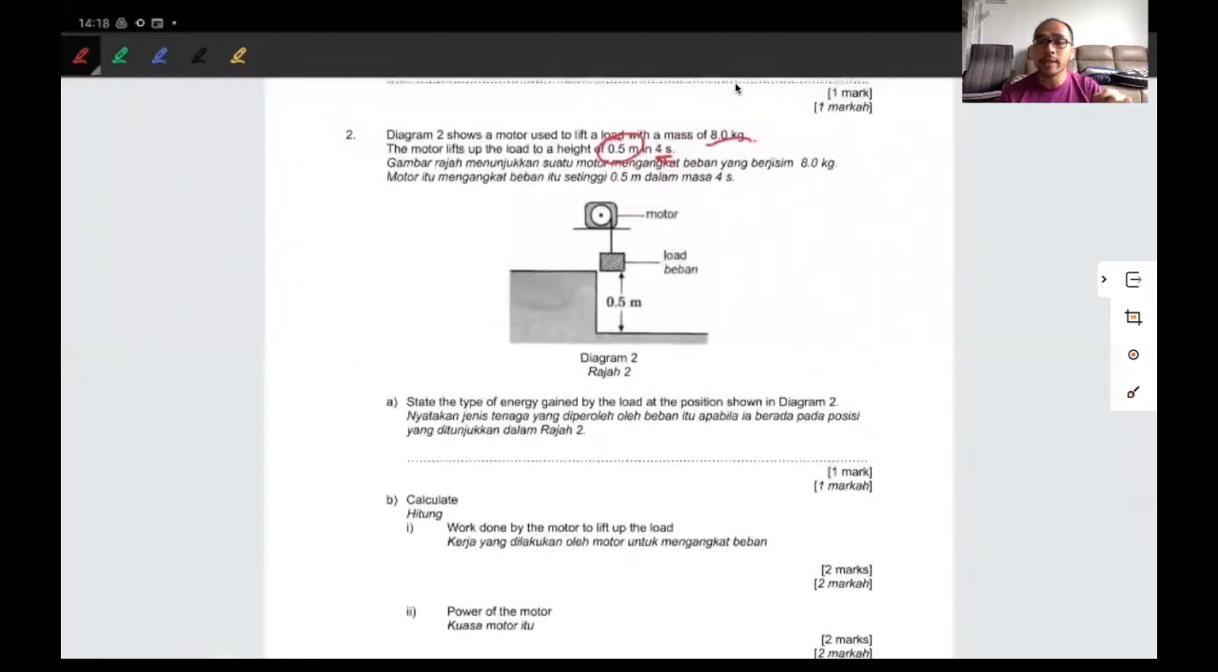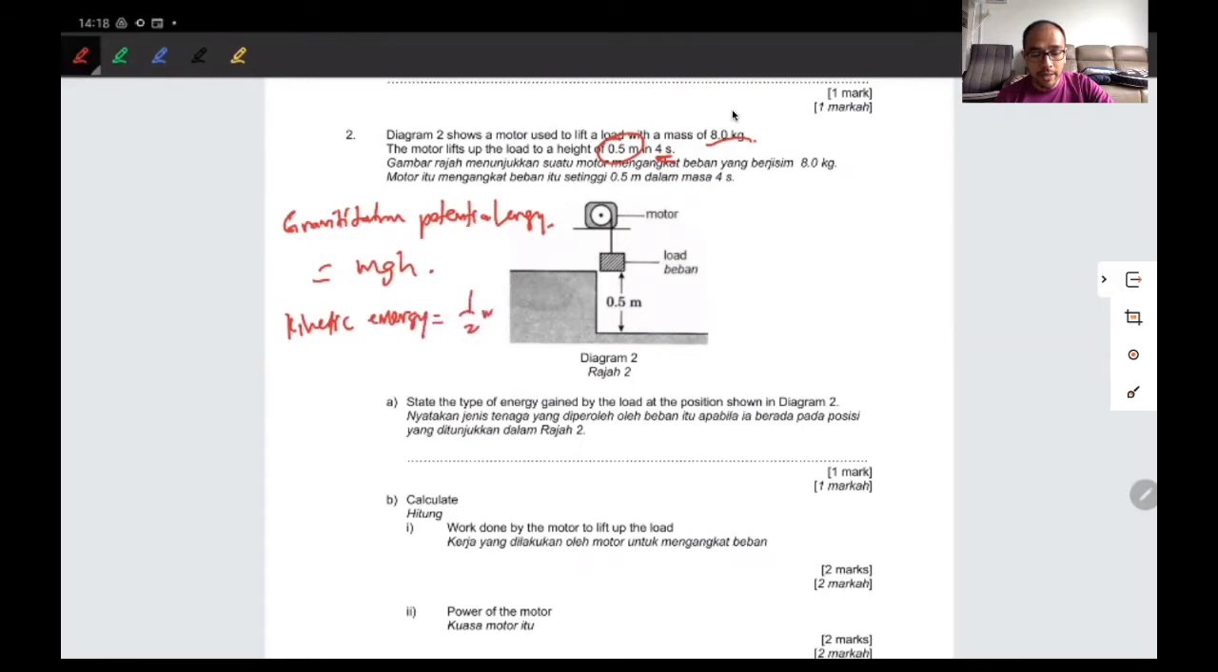And usually, in a question where it asks for something to move to a certain height, whenever you see the word height and this is forces and motion, you kind of know that this has something to do with gravitational potential energy. Potential energy, which is, forget the spelling, mgh. And because it is moving, it must have something to do with kinetic energy. Kinetic energy is 1/2 mv squared.